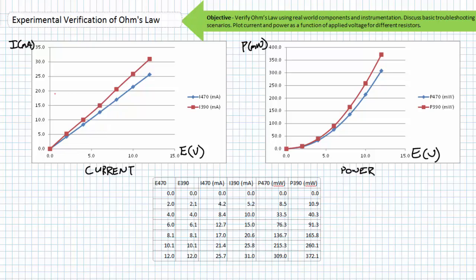Property 2. Additionally, this same graph shows that both resistors behave linearly in that for every increase in voltage, there's a proportionate increase in observed current. As voltage goes up, current goes up. The smaller resistor, the 390 ohm resistor, has a steeper slope. The larger resistor, the 470 ohm resistor, has a shallower slope.